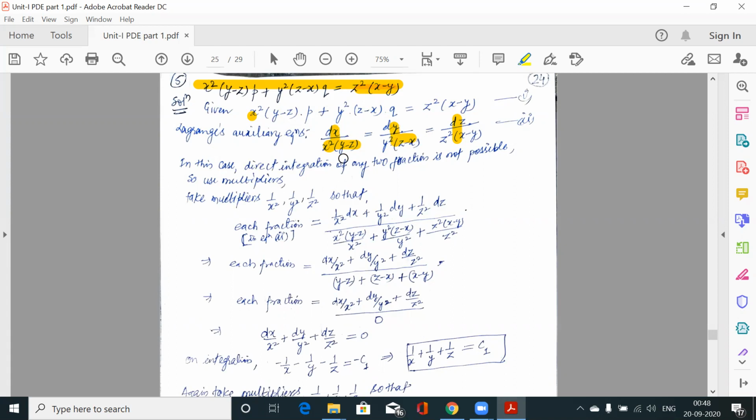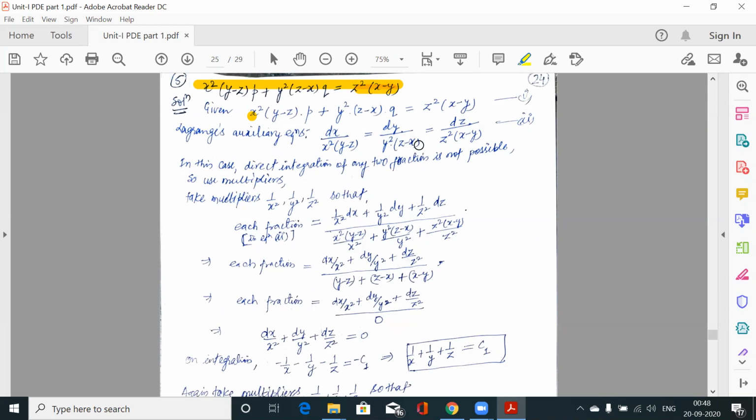Now in this case, direct integration is not possible. You can observe, because under the dx we have x² y z, dy over y² z x, dz over z² x minus y. So if we take any two fractions, the integration is not possible. If we take these two, then again nothing can be cancelled out, and in fact it involves each of the three variables x, y, z. So direct integration is not possible by taking any two fractions.